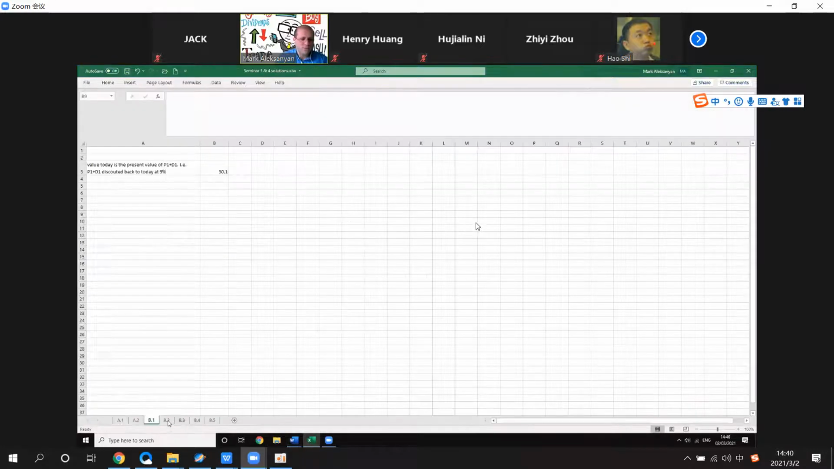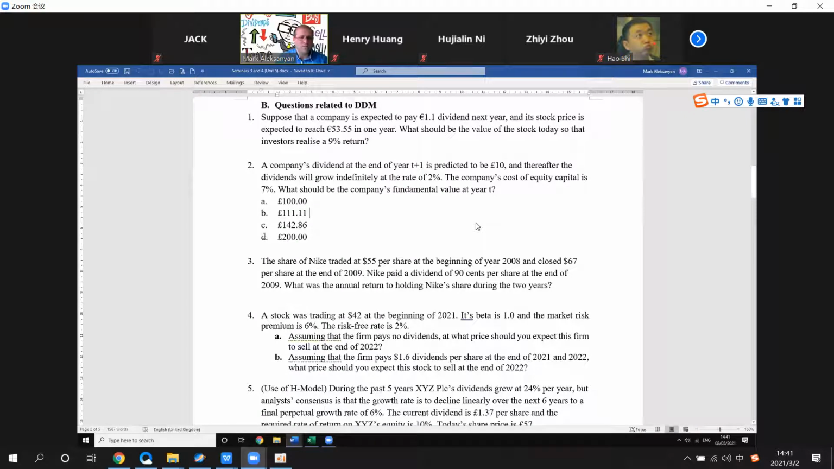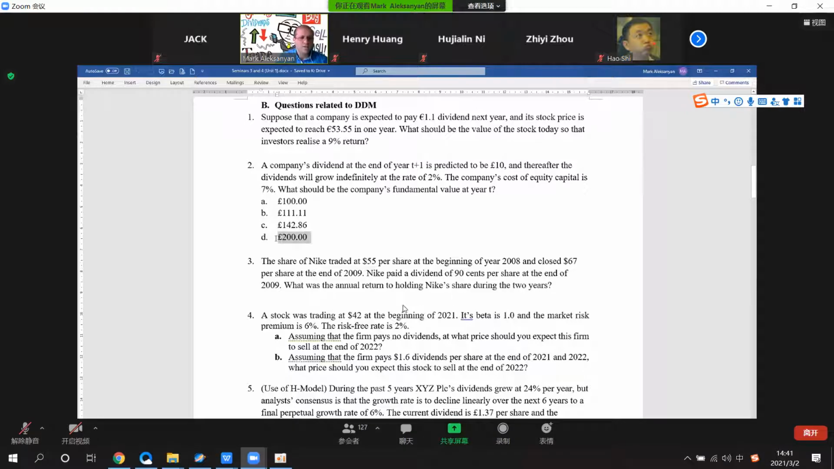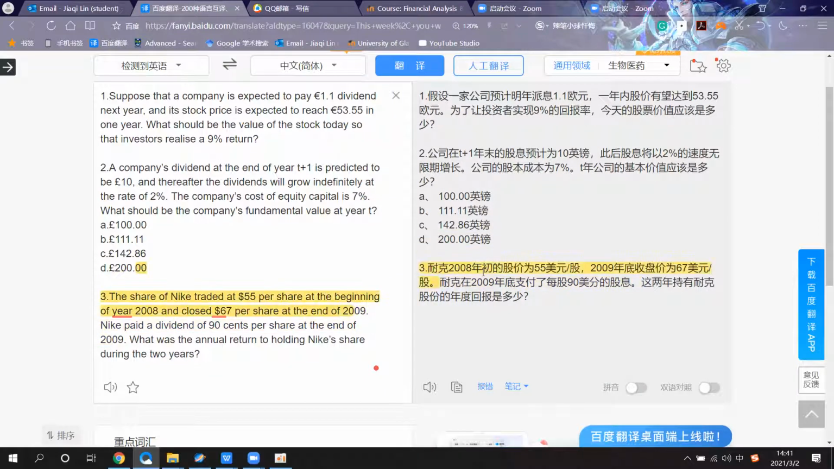In terms of the solution, it would be this: next year's dividend, 10, divided by cost of equity capital 0.07 minus growth rate 0.02. And this is simply your Gordon growth model. Hence, the answer is 200. So the correct answer in this instance is D. D is 200. Again, I'm not spending too much time on it because I guess that's a very basic question. Next, question 3, again very similar in a way.